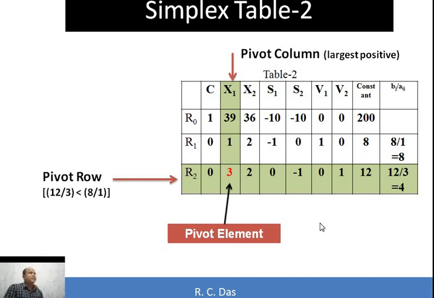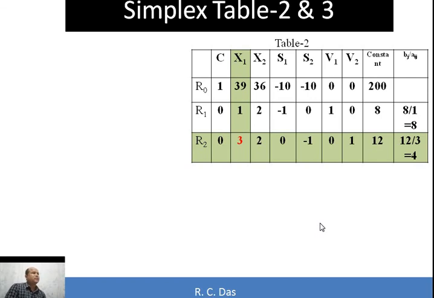So let us see the next slide. Okay, so how can we make the pivot element 3 into 1? By dividing our row 2 by 3, we will get it as 1.